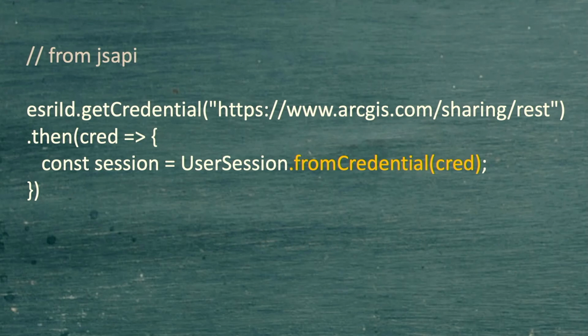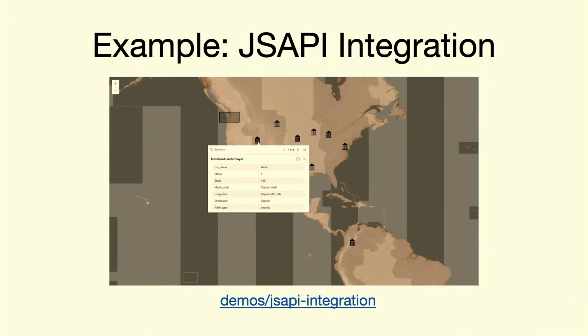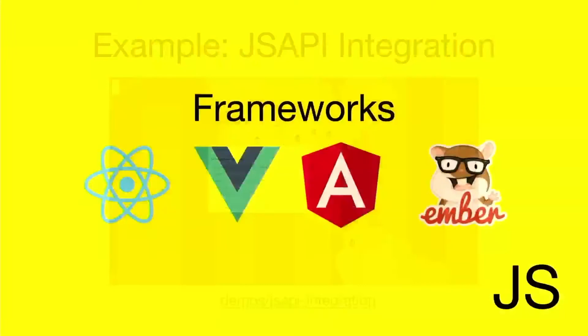This goes both ways. In the less likely event that you've loaded the JS API first, but you need to then use Rest JS, you can take a credential from the authentication manager and instantiate a new session by saying UserSession.fromCredential. Again, we have an example in the repository that shows how to do this JS API integration. It uses the retry and it uses the session to credential. And this is something that you'll be able to explore there. It's in the demos folder, and it shows you how to do all of that.